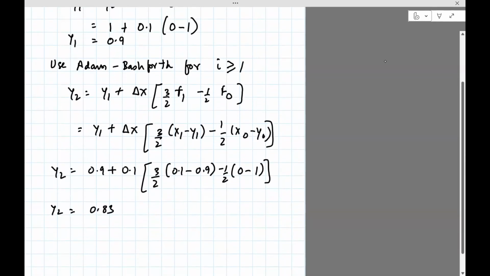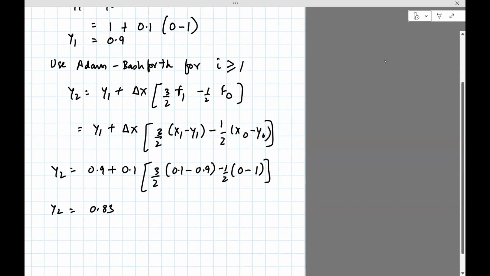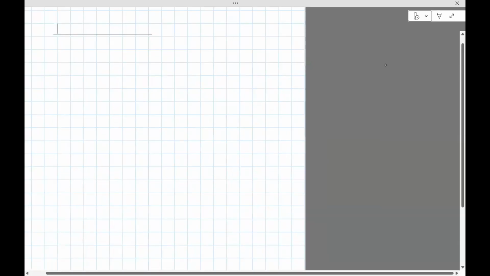So you can keep doing this. Now for i equals 3, do the same thing, use Adams-Bashforth. Let me just write down the answers I get. I did this offline and I'll give you the solution, and I would recommend that you try to apply this for 0.2, 0.3, and so on. So this is what I got. It's always good to illustrate this with a table: xi, yi, yi plus 1.